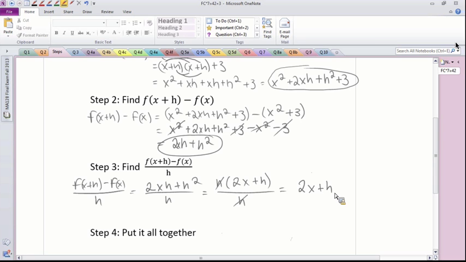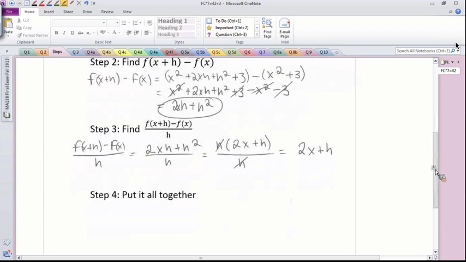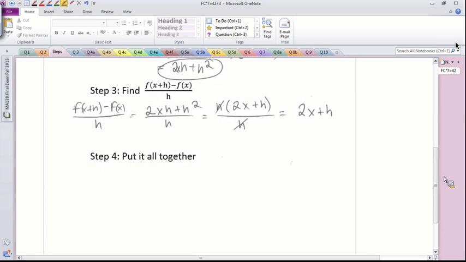So just a word of advice. If you're doing the limit definition of the derivative, you should always cancel out the h. The h's should always cancel out. So if the h's don't cancel out, then you definitely did not do it right. Okay, so the h's cancel out. Now we put it all together.